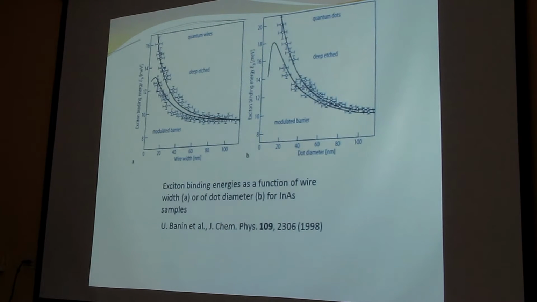And then you expect, of course, that the exciton binding energy increases the more you reduce the dimensionality. And these are now measured and calculated curves for quantum wires, deep-etched or with a modulated barrier. So you see here it goes up for quantum dots, also deep-etched and modulated barrier, and you see it can go relatively high up. I do not know what the material is, gallium arsenide or indium arsenide. I would guess one of these two.